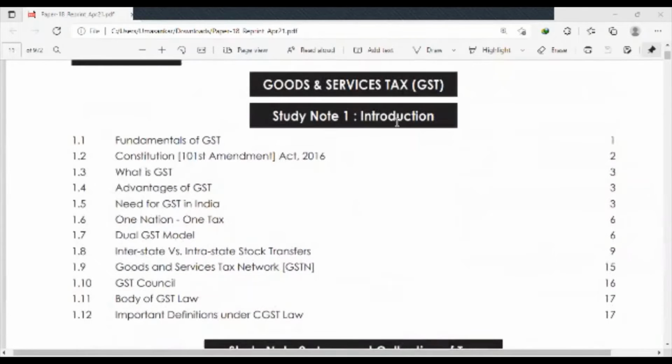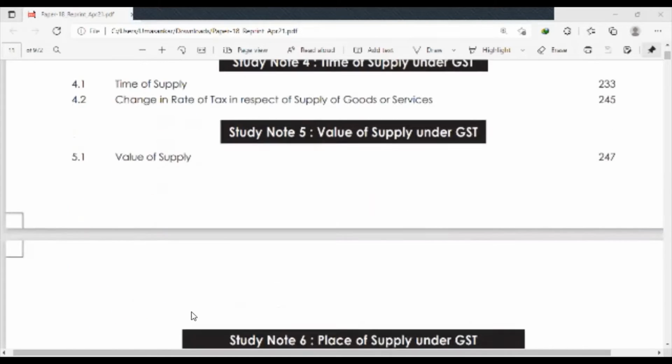The first study note is Introduction, under which we're going to study the fundamentals of GST, the Constitution Amendment Act, what is GST, advantages of GST, need for GST in India, one nation, one tax, the dual GST model, interstate and intrastate stock transfer, the GST Council, body of GST law, and important definitions.